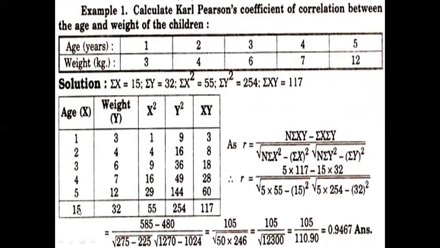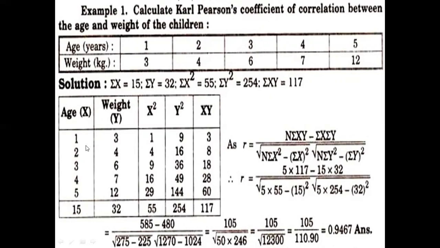Simply do the summation to get the value of sigma x and sigma y. Sigma x is 15 and sigma y is 32. Then we need to do the square of these values. So 1 into 1, 1; 2 into 2, 4; 3 into 3, 9. In that manner, we can get the value of x square. Then y square: do the square of the y variable, which is weight. 3 into 3, 9; 4 into 4, 16. In that manner, we get the value of y square. Do the summation. Sigma x square total is 55. Total of y square is 254.